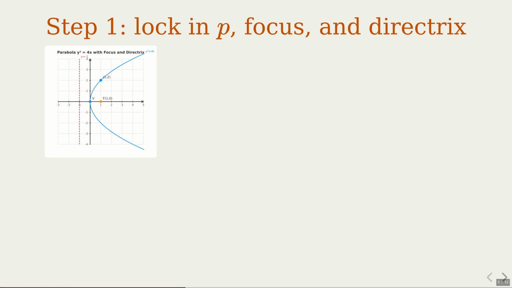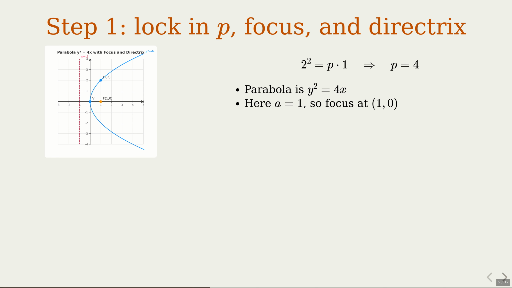We begin by using the point to find p and then reading off the focus and directrix from the standard form. Plugging in x equals 1 and y equals 2 gives 4 equals p, so p must be 4. So our concrete curve is y squared equals 4x, the classic right opening parabola. Comparing with the pattern y squared equals 4ax, we see a is 1, so the focus is at (1, 0).